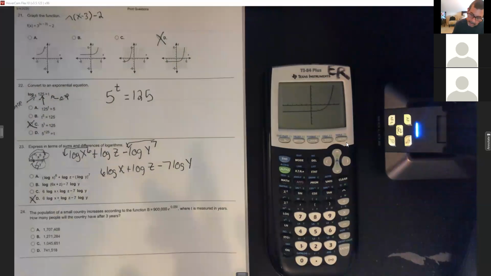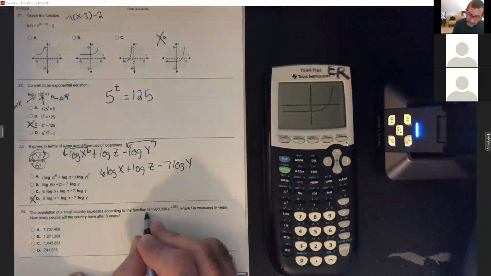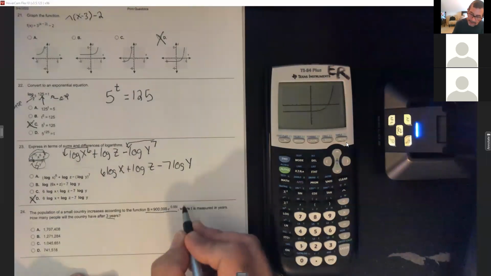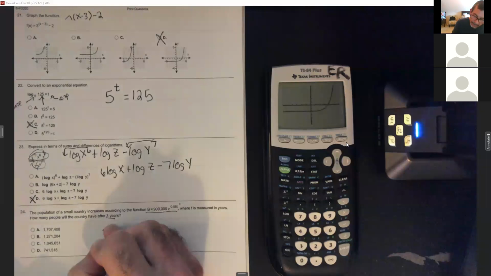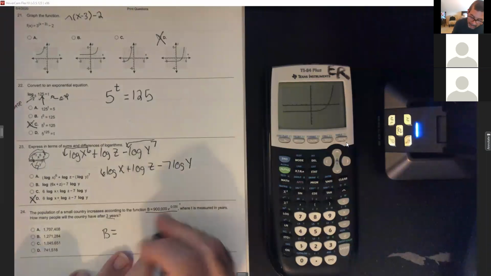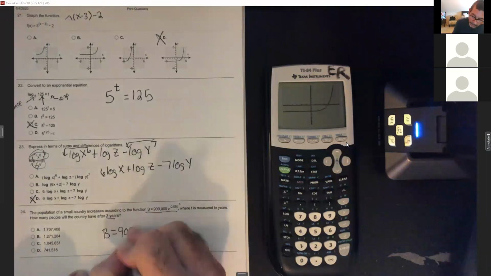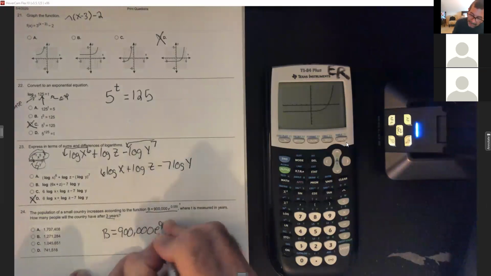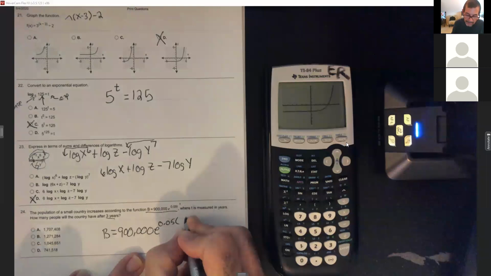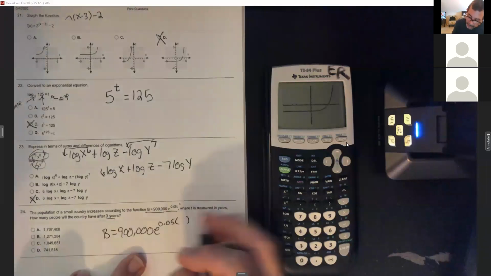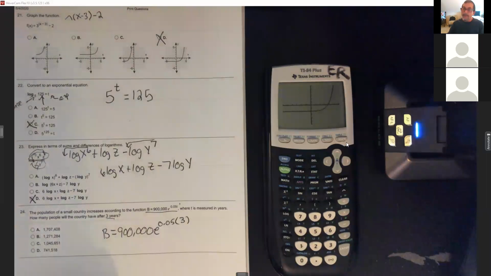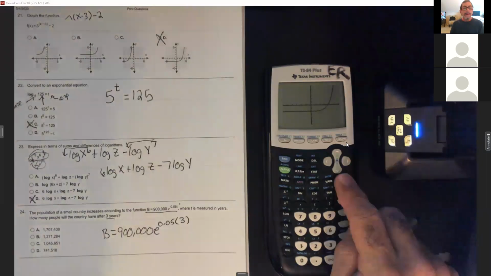But on this one, we're going to give you the formula, and you just have to put this 3 in for that t and see what we get. So we'll have 900,000 e to the 0.05 times t, but it says right here 3 years, so we're going to put a 3 in for that t. All right, let me clear this screen. So here we go.